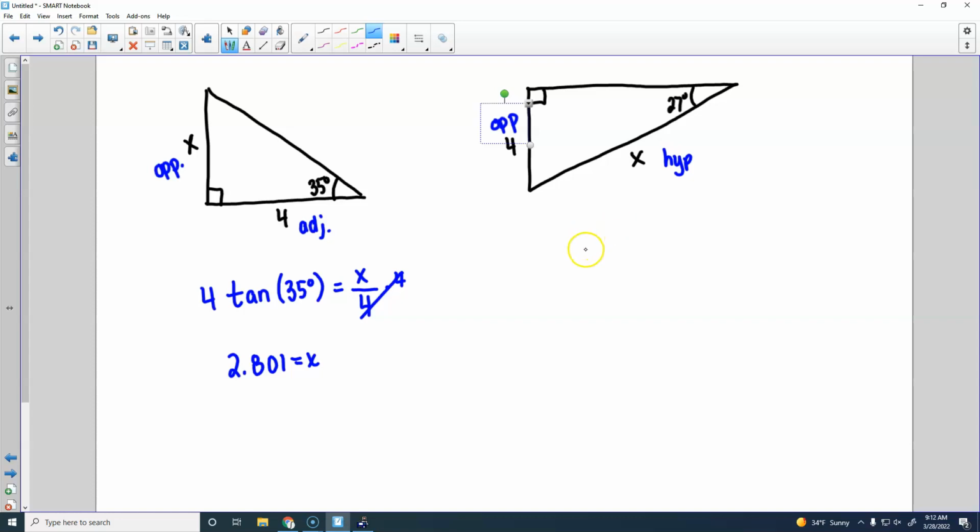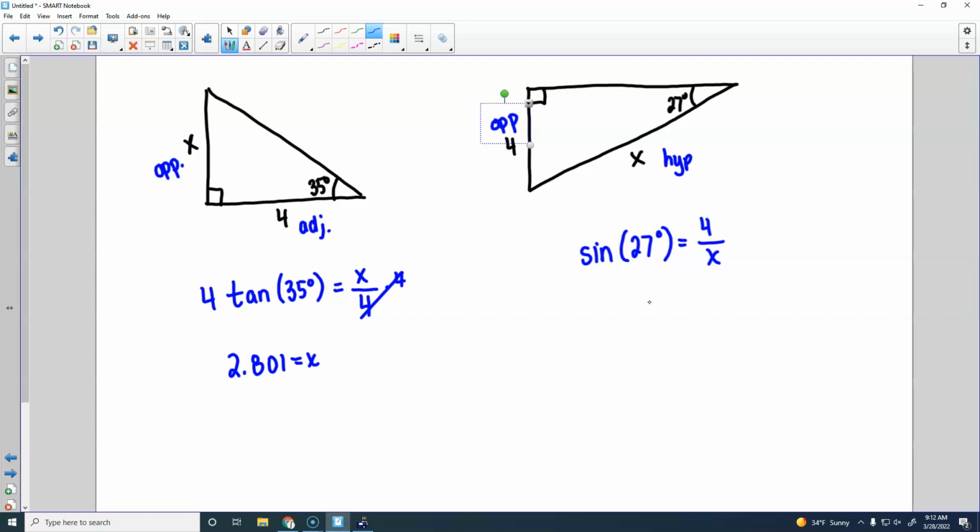Sine. So we're going to have sine of our angle is going to be the opposite side, which is 4, over hypotenuse, which is x. Now, this one's a little bit tougher to solve because the x is in the denominator. Not too bad. And we're going to do lots of these, so you'll probably remember pretty quickly how to do this without having to show every step.